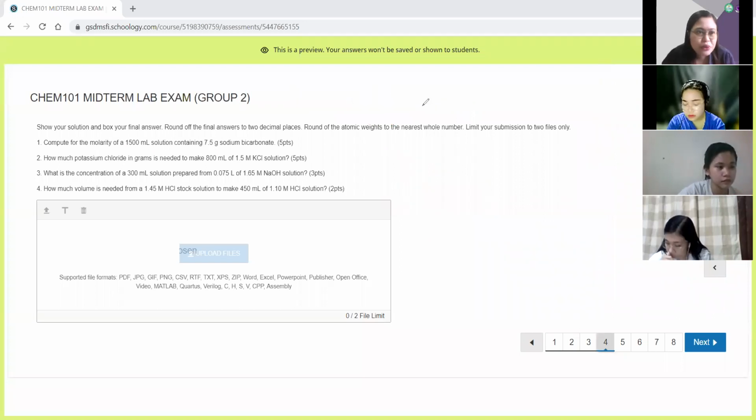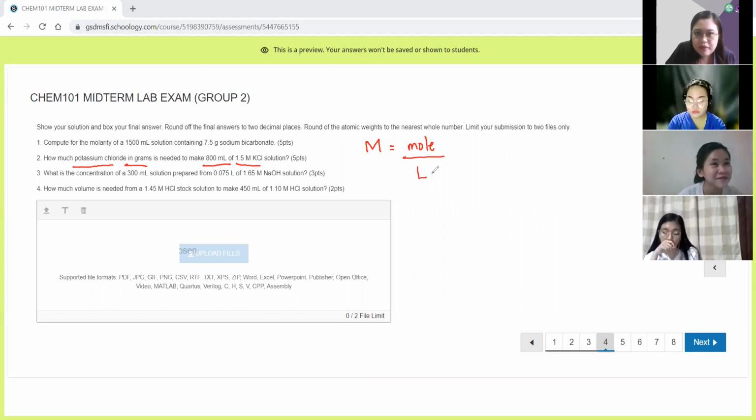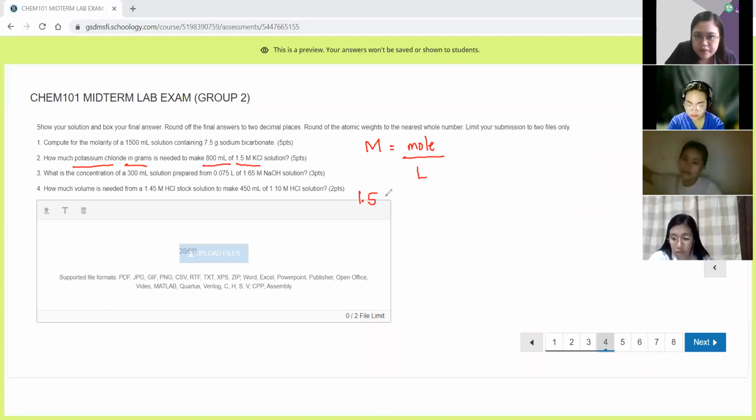So let's move on to number 2. How much potassium chloride in grams is needed? So ang hinahanap natin, weight or the amount of potassium chloride that is needed to make this volume 800 ml, and the concentration should be 1.5 molar. So this one is the reverse of number 1 because we will start with this formula. Okay, you will substitute the 1.5 molar here, or let's just use moles per liter so that we can cancel the unit, and we will be looking for the number of moles.